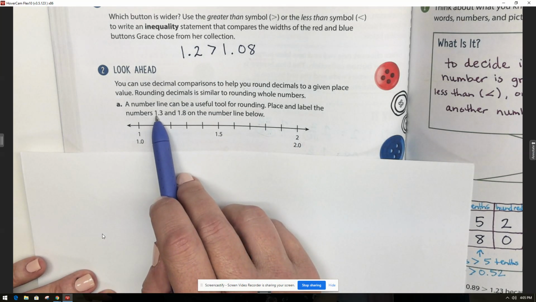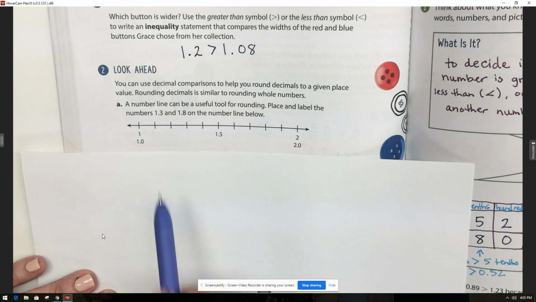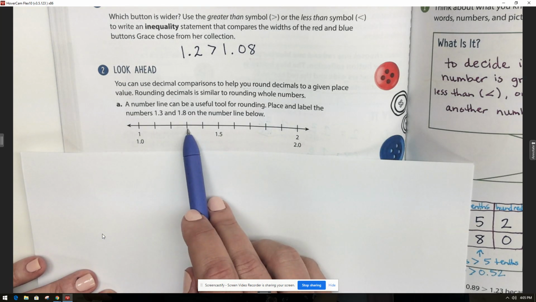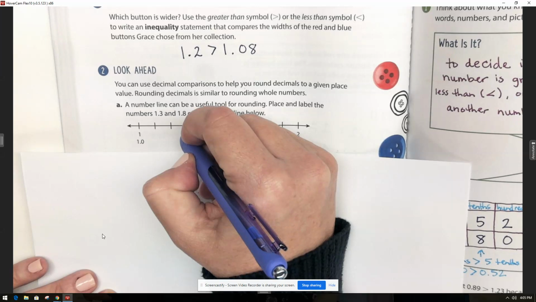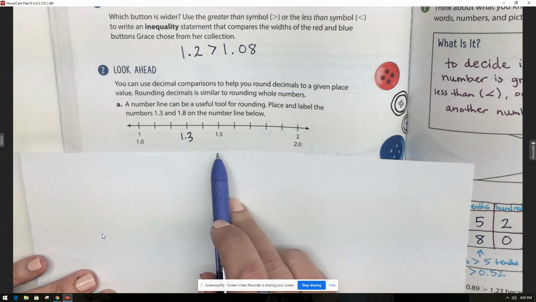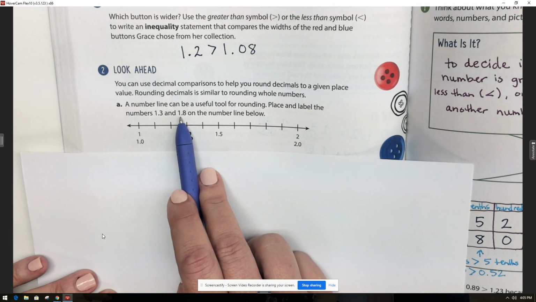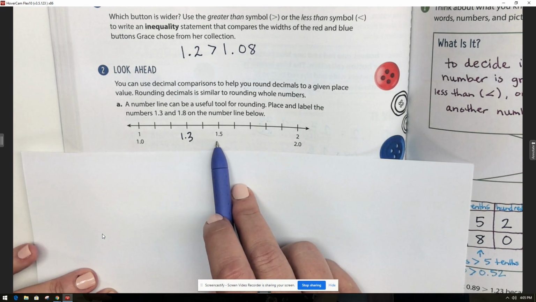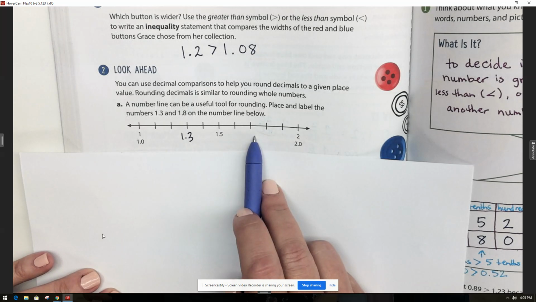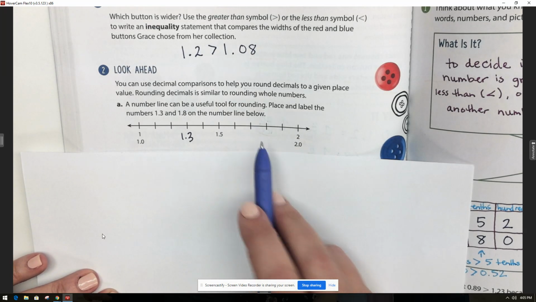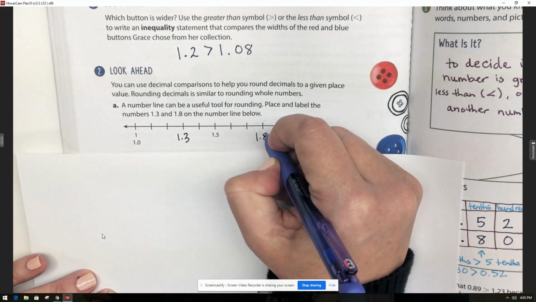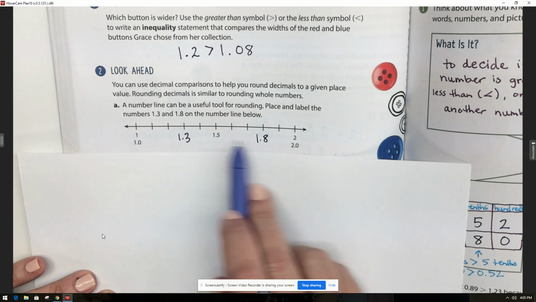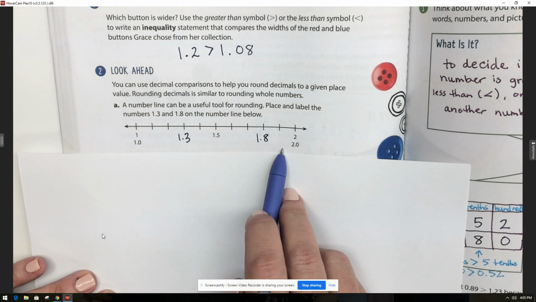So if that's the case, we need to find out where was 1 and 3/10. Let's count. 1 and 1/10, 1 and 2/10, 1 and 3/10. So here is 1 and 3/10. Now let's continue on to find 1 and 8/10. I don't need to count here because I can start at 1 and 5/10, 1 and 6/10, 1 and 7/10, 1 and 8/10. So here is 1 and 8/10. So we've marked each of these decimals on our decimal number line.